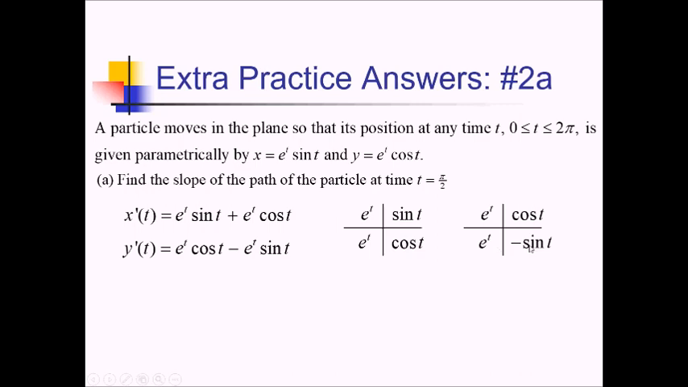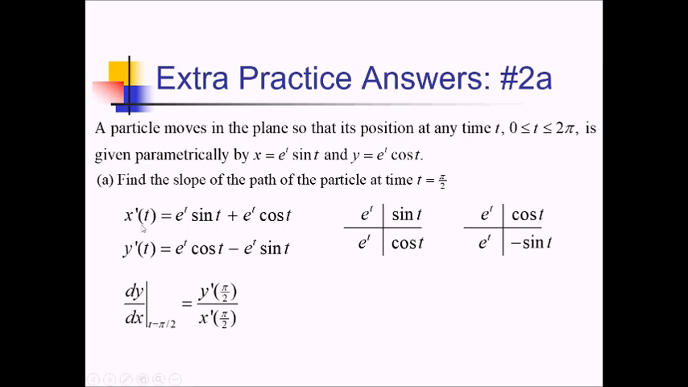So now to get dy over dx, which is the slope of the path of the particle, I need to do basically y prime of t over x prime of t. And if I want this at time pi over 2, I need y prime of pi over 2 over x prime of pi over 2. I'm going to do this whole thing on the calculator.